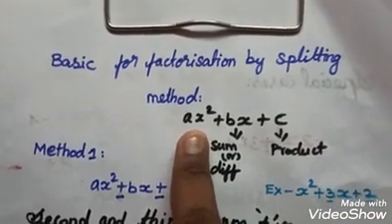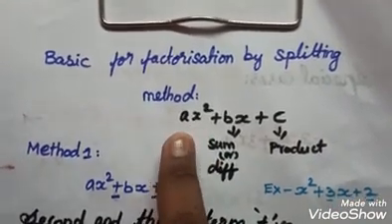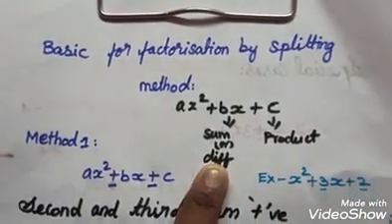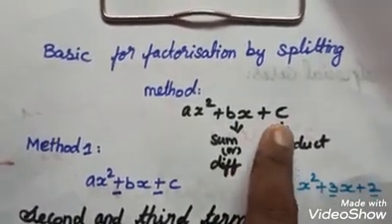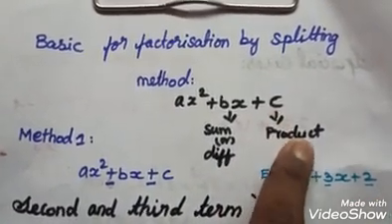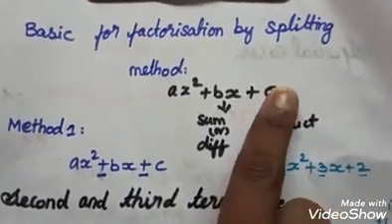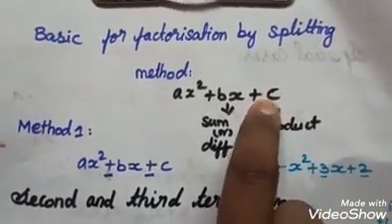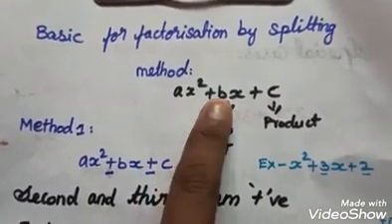So I gave a quadratic equation here, ax square plus bx plus c. We have to split the middle term. The product is the constant. The constant we have to make a product, so we get factors of this constant. Factors of the constant: we take the sum or difference, and we get the middle term.